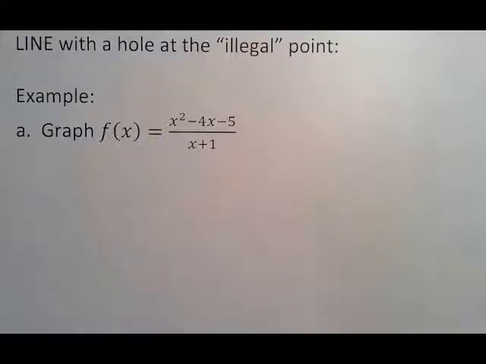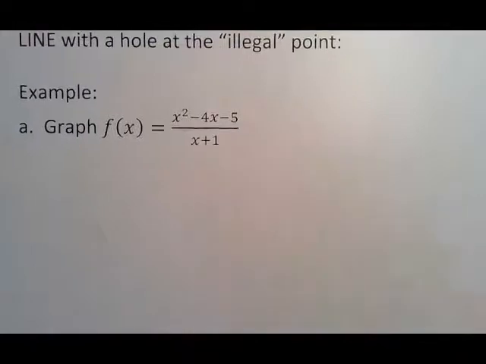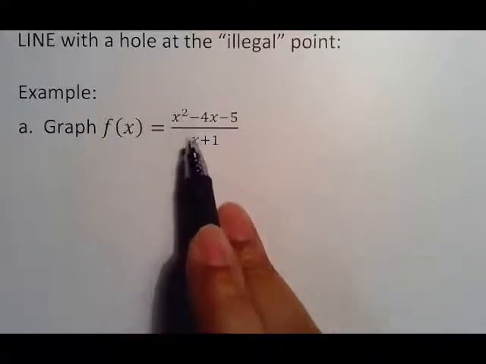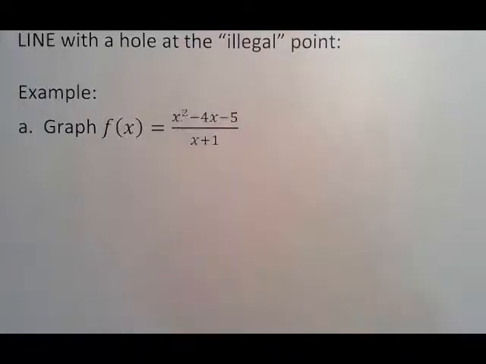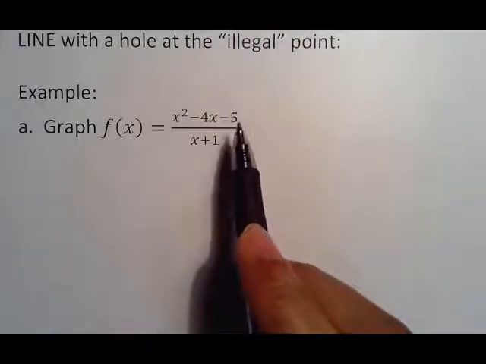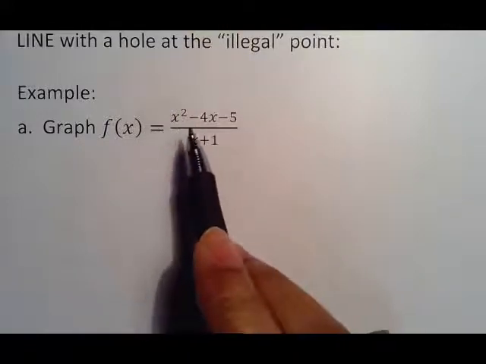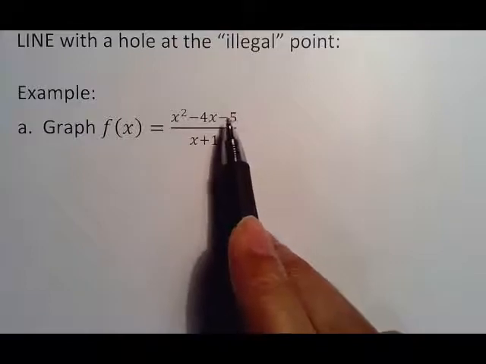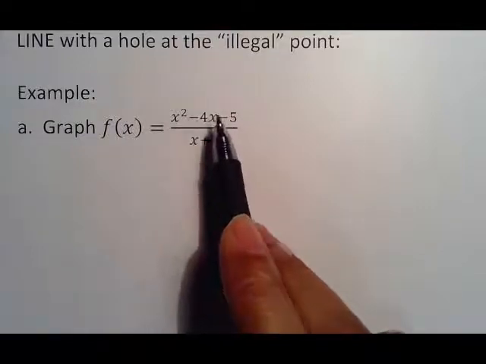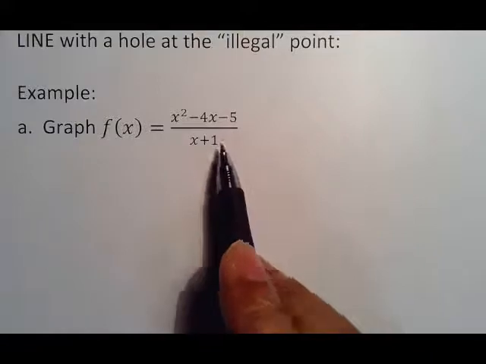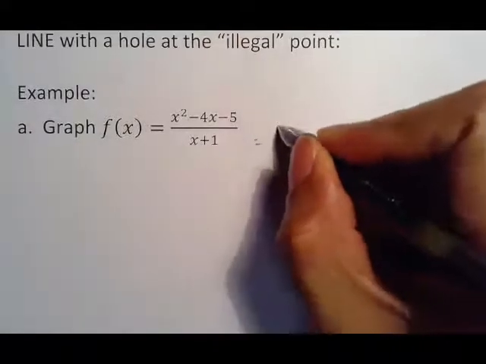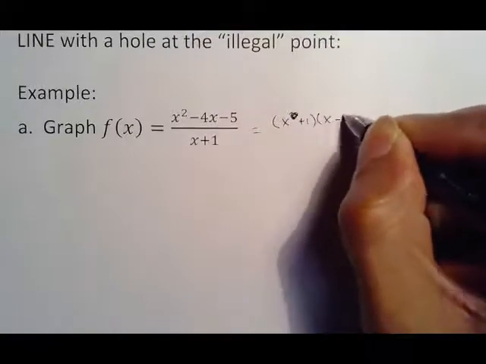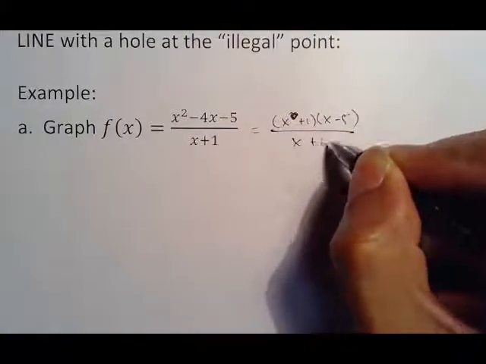So like I said, let's look at that real quick just to make sure we see what's going on. When I look at this, first off, this is part of that family where the numerator is higher in degree than the denominator. But remember I said you should kind of assume that everything could be factored until you can't factor. I want numbers that multiply to be 5 and subtract to be 4. Those numbers are negative 5 and positive 1. So this actually turns into x plus 1 times x minus 5 over x plus 1.